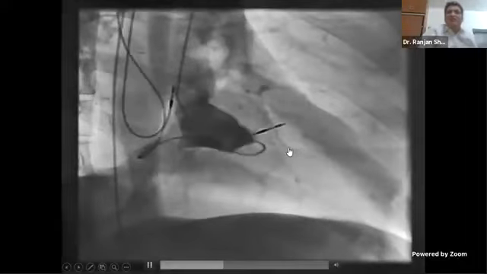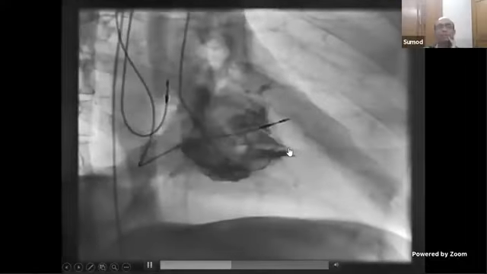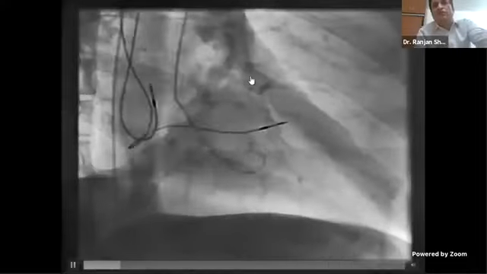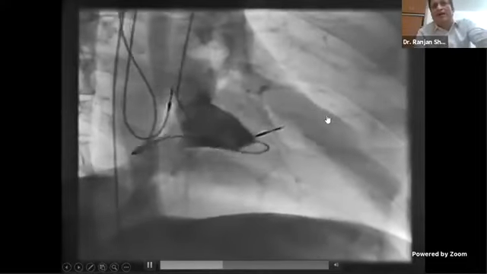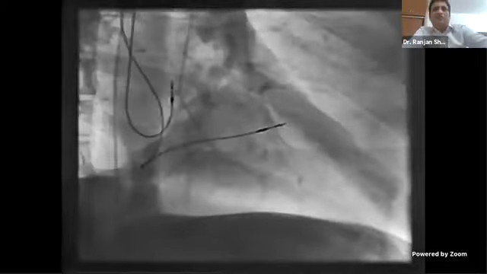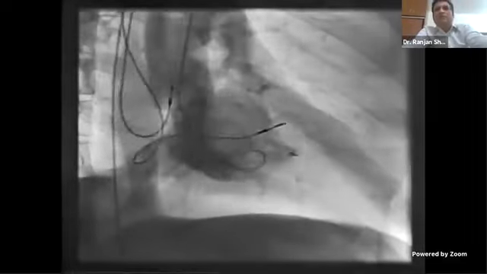Anything else, Dr. Sumod? I think he's answered very well. Also you can comment on the thickness. The coronaries are always epicardial, so if you see the coronaries, you can actually comment on the thickness of the LV. Otherwise, you presented very well, picked up even the pacemaker lead.